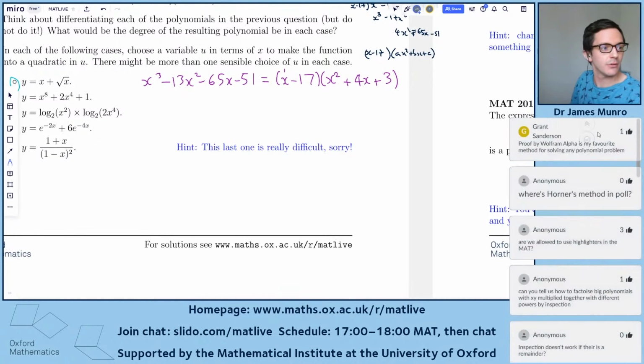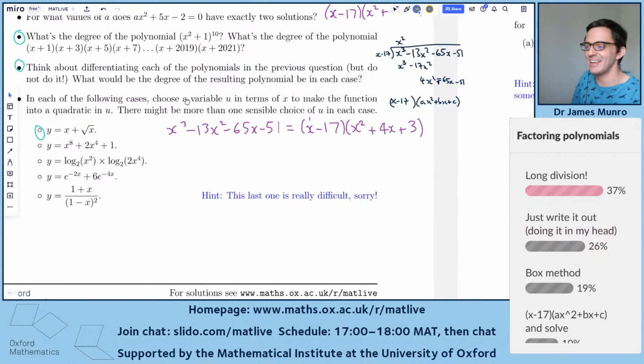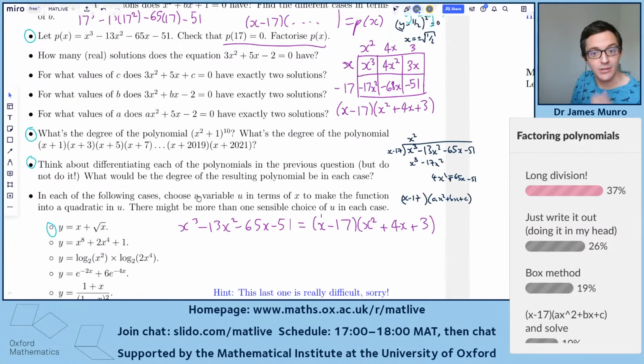Oh, hello. Oh, that's turned off the poll. There we go. Oh, spacebar turns on and off polls. That's good to know. That explains a lot.